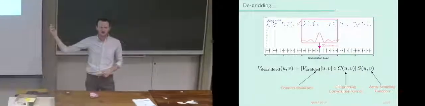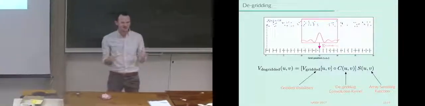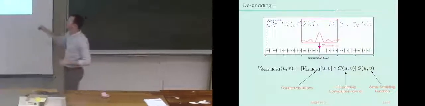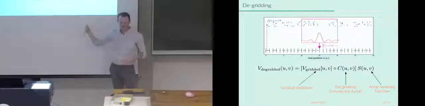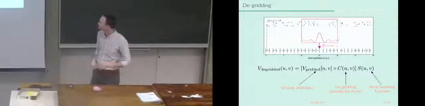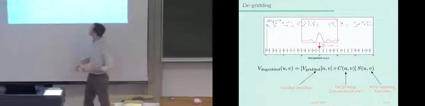One question you might ask is, why would you ever want to degrid? Why would you ever want to go from this regularly sampled data to some continuous function? In deconvolution, it turns out to be a really useful thing to do, to improve your image quality as you loop through. We'll talk a bit about that in the deconvolution lecture.